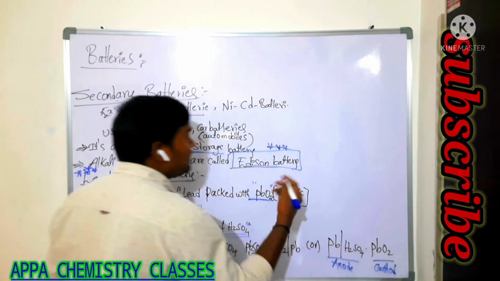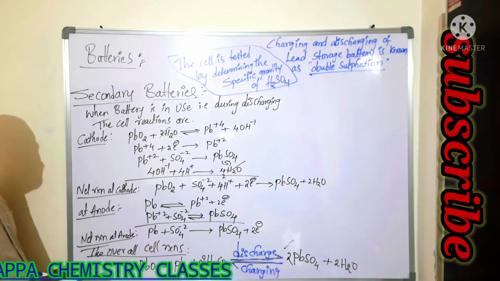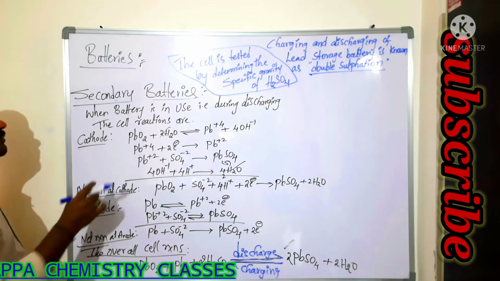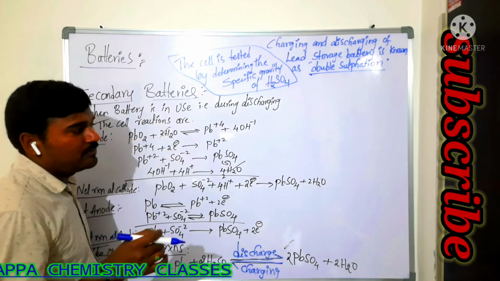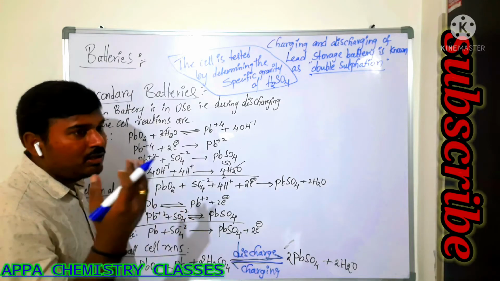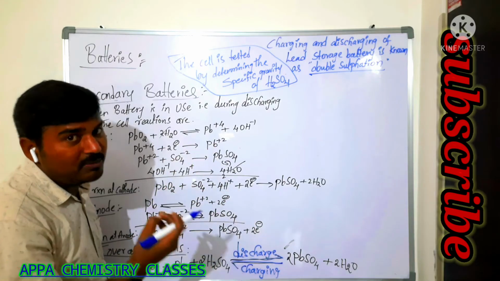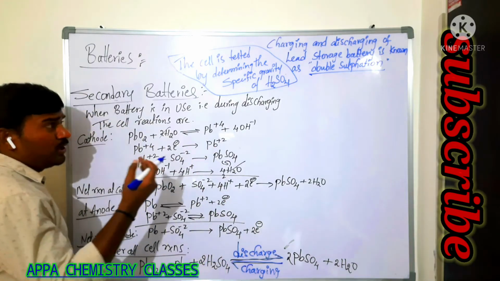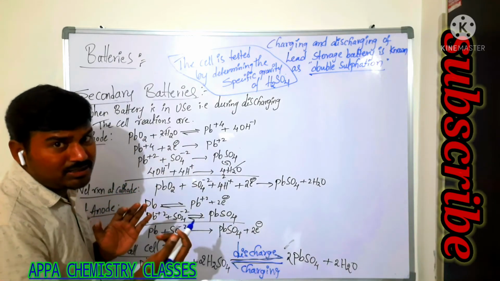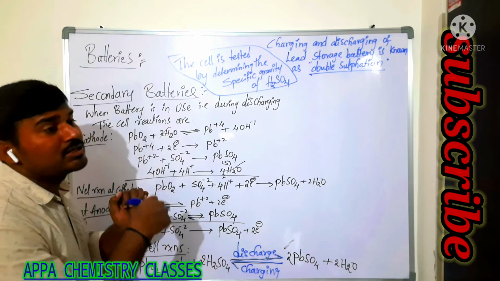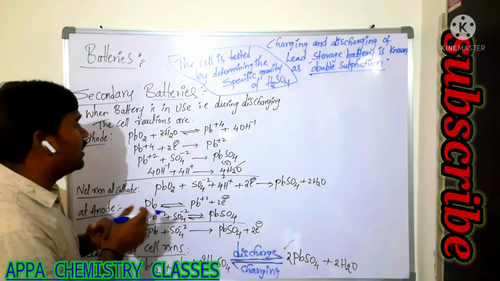Now we will see the cell reactions at the electrodes, the reactions at cathode and anode. We will see what type of reactions take place when the battery is in use, that is during the discharging process. After charging, the electrical energy from an external source is stored in the form of chemical energy. During the discharging process, the charge decreases and the stored chemical energy is converted to electrical energy. At that condition, we will see what reactions take place at the cathode and anode.